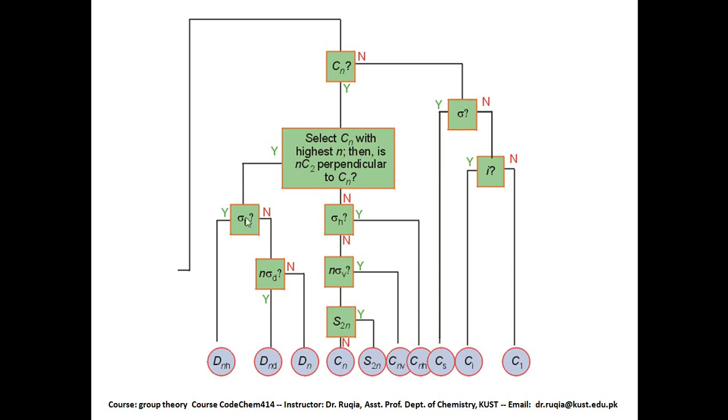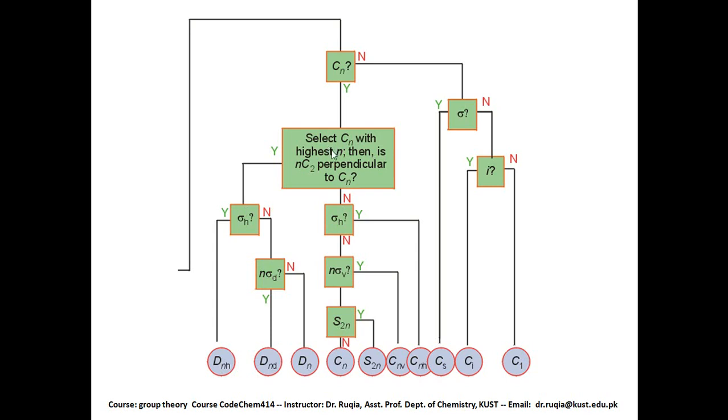Then we will look at the sigma h. If the sigma h is there, it will belong to Dnh. If the sigma h is missing, we will look at the dihedral plane. If the dihedral plane is there, it will belong to the Dnd class. If it is missing, it will belong to the Dn.